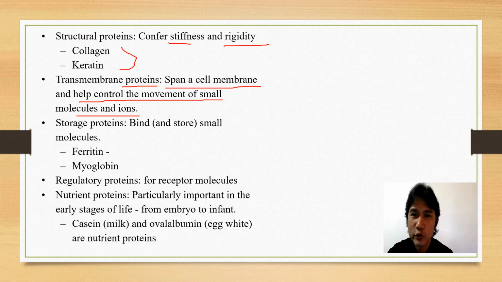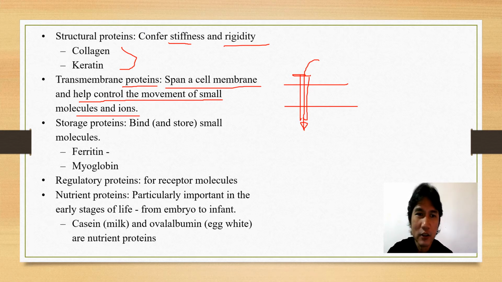As we have seen in the previous lecture, this is the cell membrane. Transmembrane protein penetrates the cell membrane, spans the cell membrane. These proteins serve as channels to regulate the movement of molecules across the cell, in and out of the cell. Storage proteins bind and store small molecules. Ferritin stores iron. Myoglobin stores oxygen.